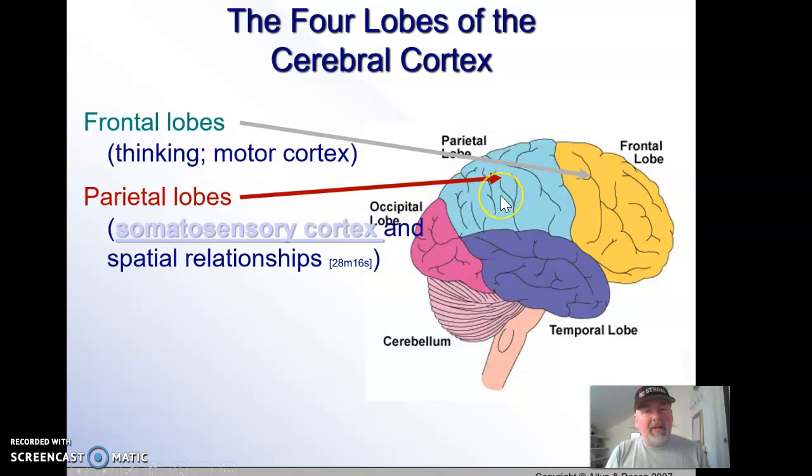Parietal lobe. Parietal means wall. It's named after this big bone in your head. There's a parietal bone, which is basically one of the biggest bones in your skull. So it's like this big wall. The parietal lobe is where you have your somatosensory cortex. And we're going to talk about that on a slide coming up.